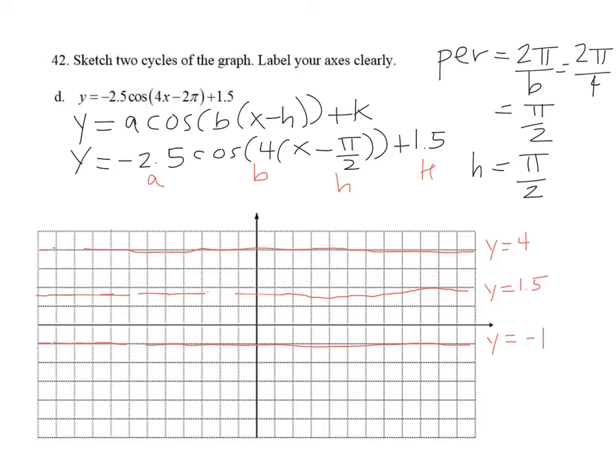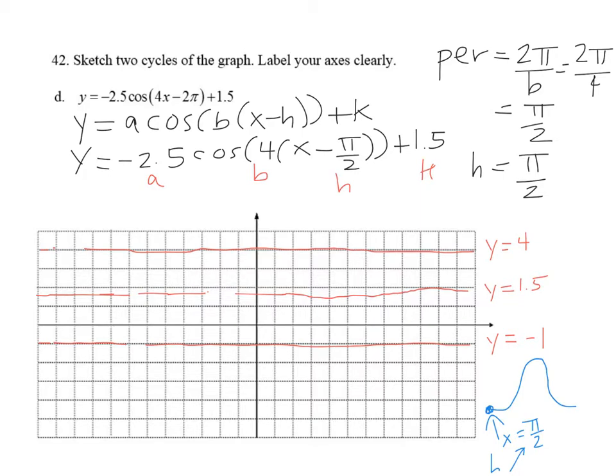So if I just draw you a sample negative cosine cycle, that looks something like this. What that means is this first key point right here is going to happen at x equals pi over 2. And that's because h is pi over 2, not because the period is pi over 2.